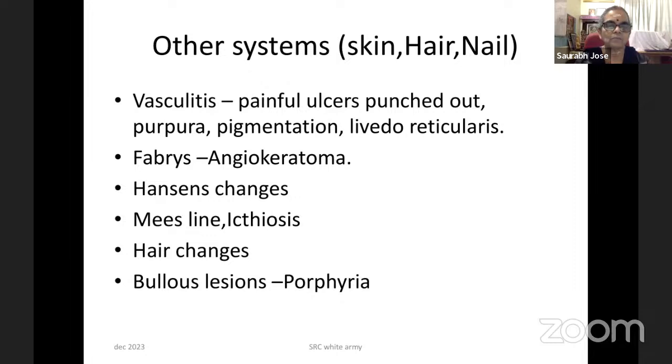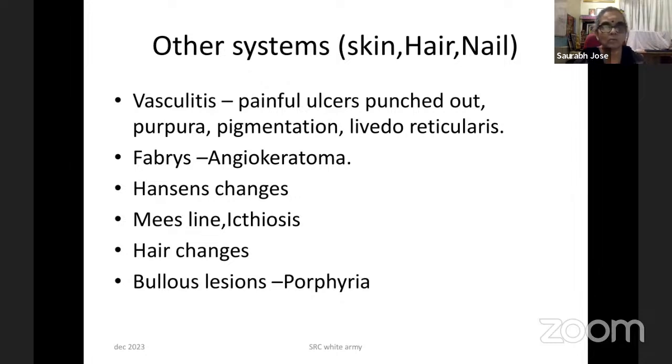Then you can have Mees' lines due to toxins, lead. And then you can have ichthyosis. Endocrine, metabolic, infective, all these produce ichthyosis. Hair changes.